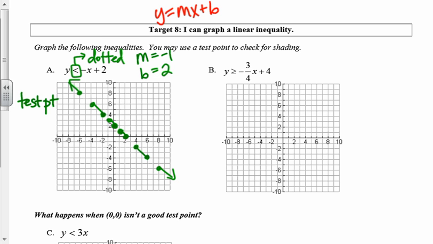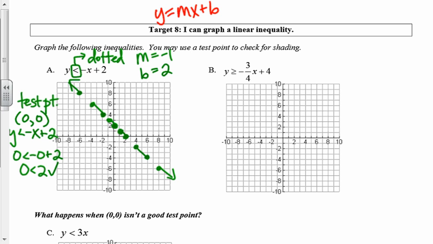You pick a point on your coordinate grid, (0, 0) is usually a pretty easy one, and you plug it into your inequality. So remember our inequality is y is less than -x plus 2. Plug in your x and y coordinates, which for me are both 0. I wrote -0, but that's just 0. And you see if it's a true statement. Is 0 less than 2? Yeah, it is. That's a true statement.